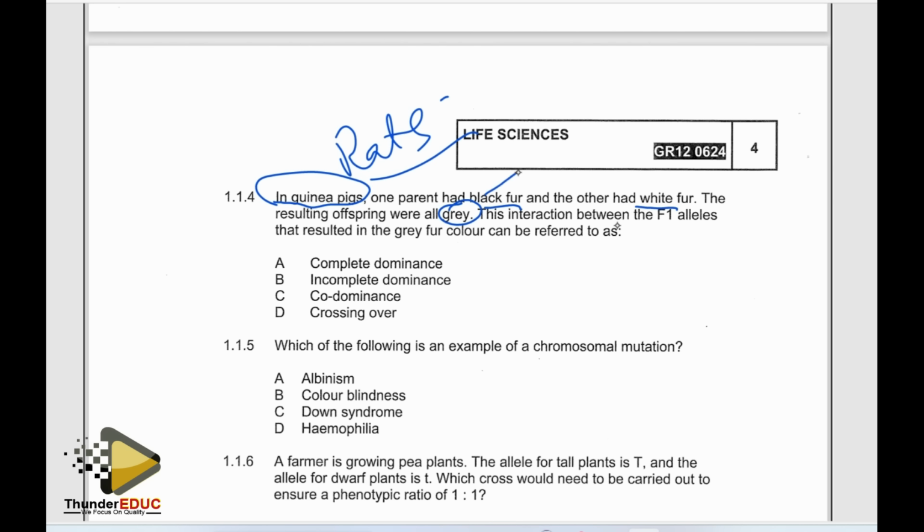They're saying that a farmer is growing pea plants. Pea plants, you know them, you buy them from ShopRite, Pick n Pay, whatever. The allele for tall is capital T, and the allele for dwarf is small t. The moment you say capital letter and small letter, definitely one is completely dominant over the other. Which cross would need to be carried out to ensure the phenotypic ratio is 1:1, meaning that I have to get the black and I have to get the white.